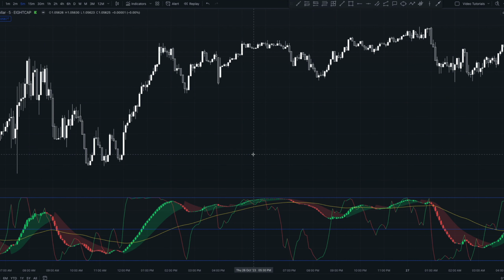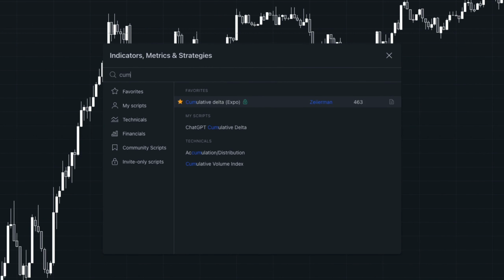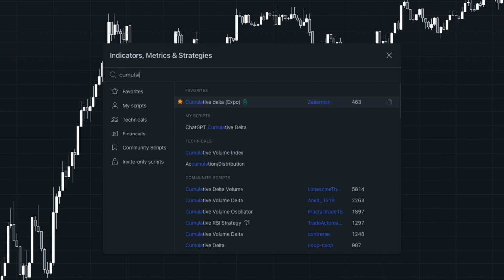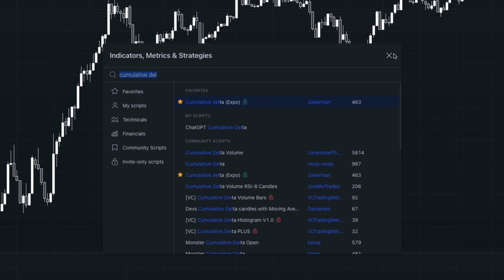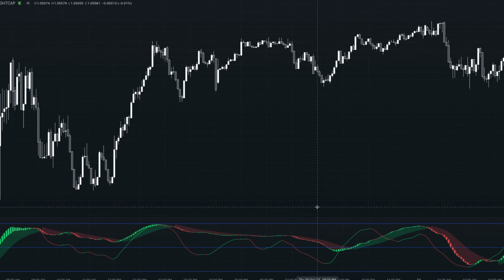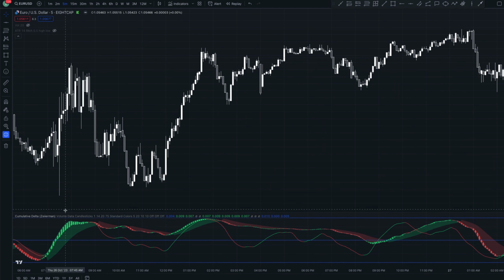So to start, let's go ahead and walk through the setup of this indicator. I'm going to remove the indicator from my screen and re-add it from scratch. So I'm going to search for the Cumulative Delta Expo. And after I add that to my chart, you'll notice that the lines are fairly smoothed out here, but what I like to do is change the settings a little bit.